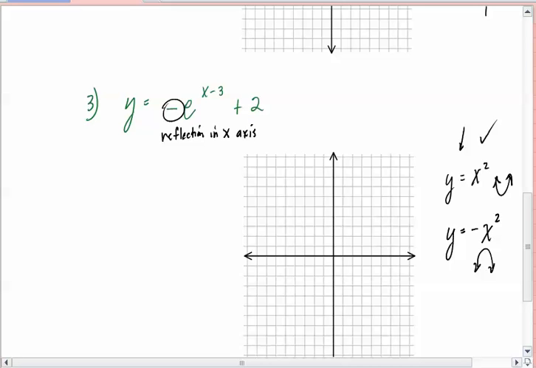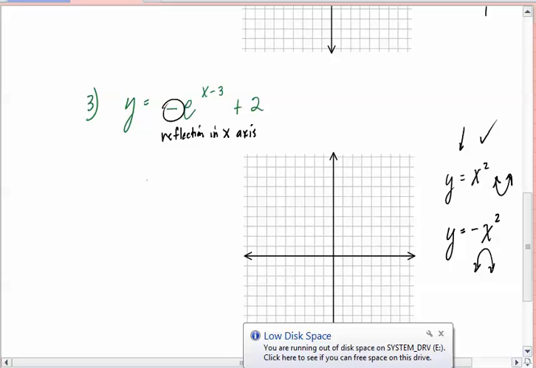Okay, so now that we have so many different transformations happening, let me give you a little reminder about the order.